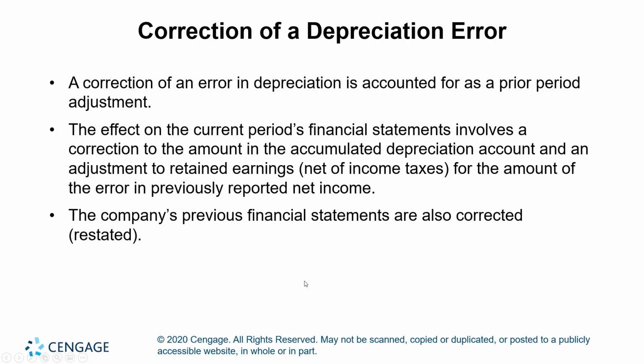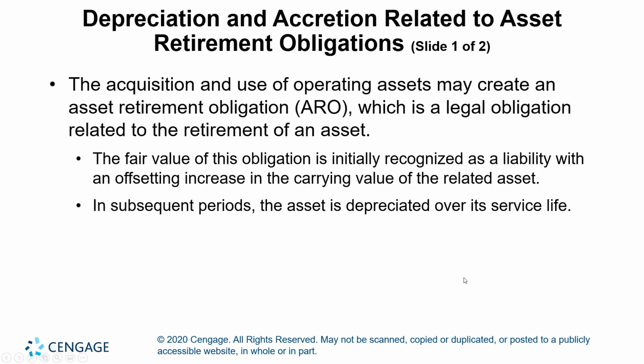Accretion expense is classified as an operating expense and results from the increase in the carrying value of the liability associated with the retirement obligation. It's computed by multiplying the book value of the liability by the discount rate used to compute the original present value of the asset retirement obligation.